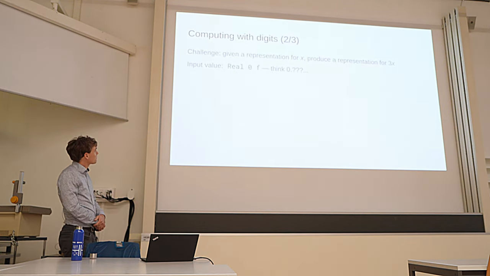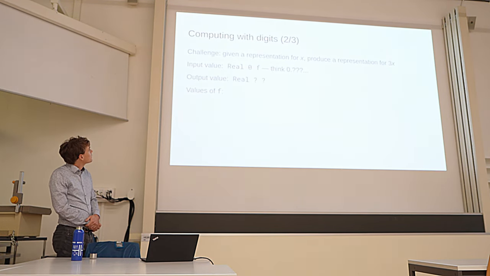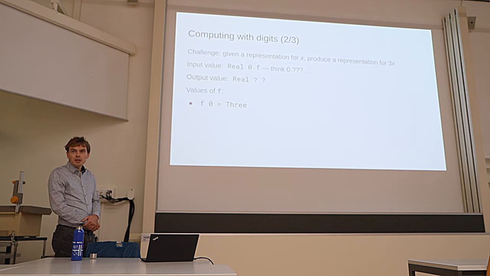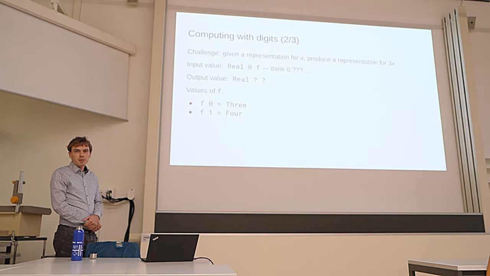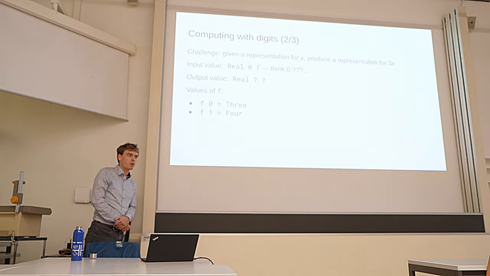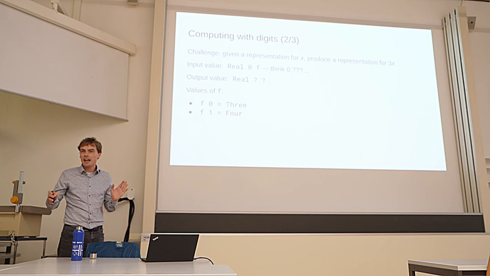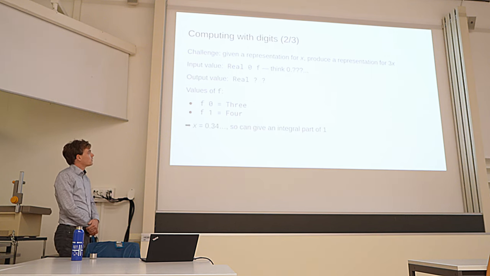Okay, same exercise. Now the first digit was a 3. What do we do, right? Oh, we don't know, so we have to inspect more values. Ah, the second decimal was a 4. Great, so now we can make up our minds, because 3 times 0.34 or something, something, something is certainly going to exceed 1. So we can give an integral part of 1.